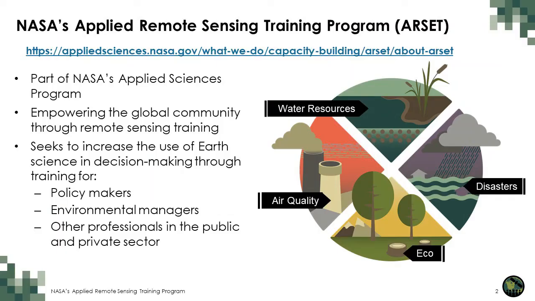For those of you who may be unfamiliar with our ARSET program, we are part of NASA's capacity building program under Applied Sciences, and we are designed to empower the global community through remote sensing training. We have a variety of training types within these four application areas of air quality, water resources, disasters, and eco-forecasting. Our training levels are on the spectrum from introductory all the way to advanced, and this series is on the introductory level.